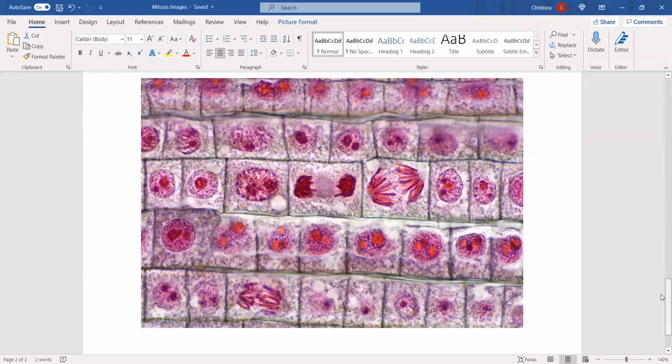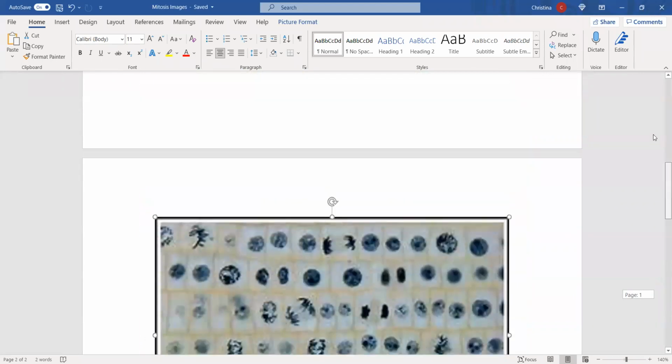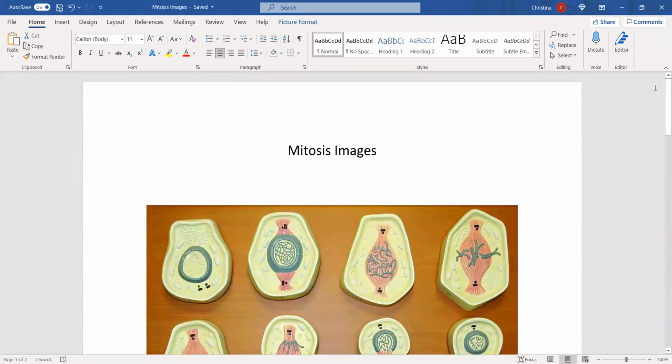Okay, so that would be all of the examples. And again, I will put these mitosis images in the practical 1 module, as well as this video recording. Good luck on your practical.